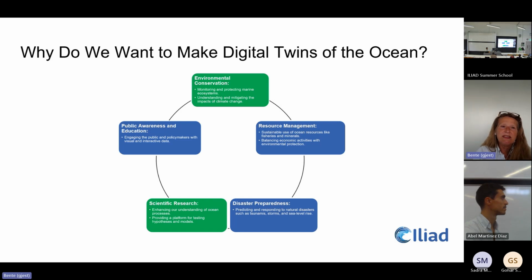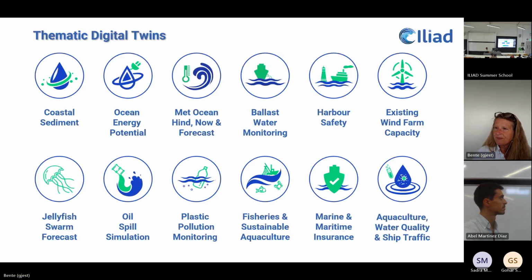And last but not least, public awareness and education. In order for us to be able to spend resources on protecting the ocean, we are reliant on the public interest and understanding of it. So engaging the public and policymakers with visual and interactive data is another area of great importance, and why we want to make digital twins of the ocean.